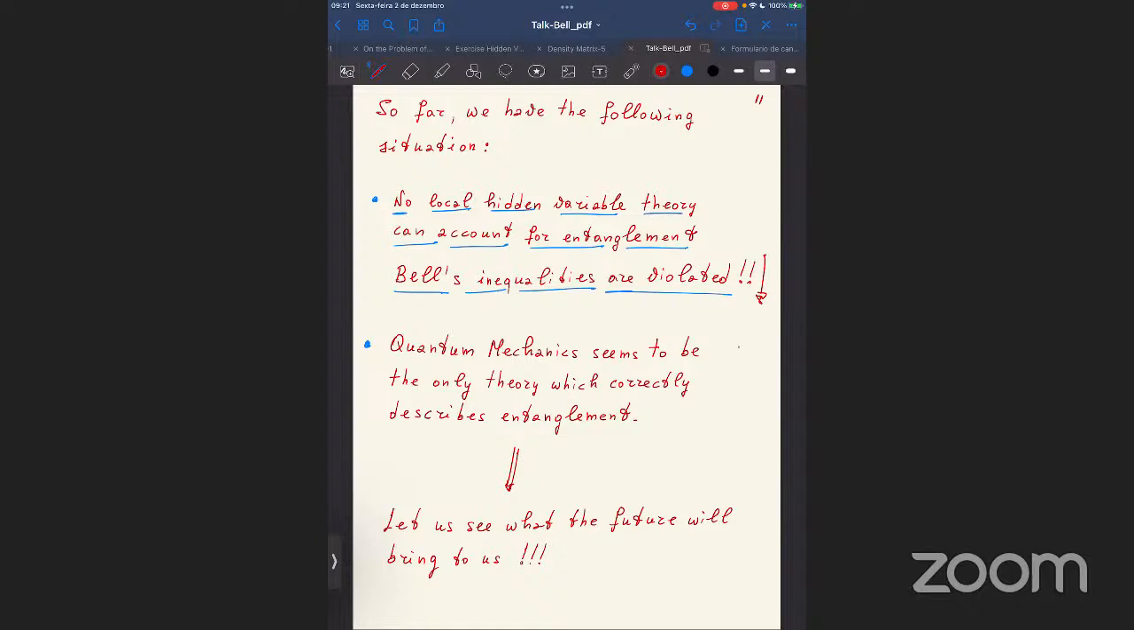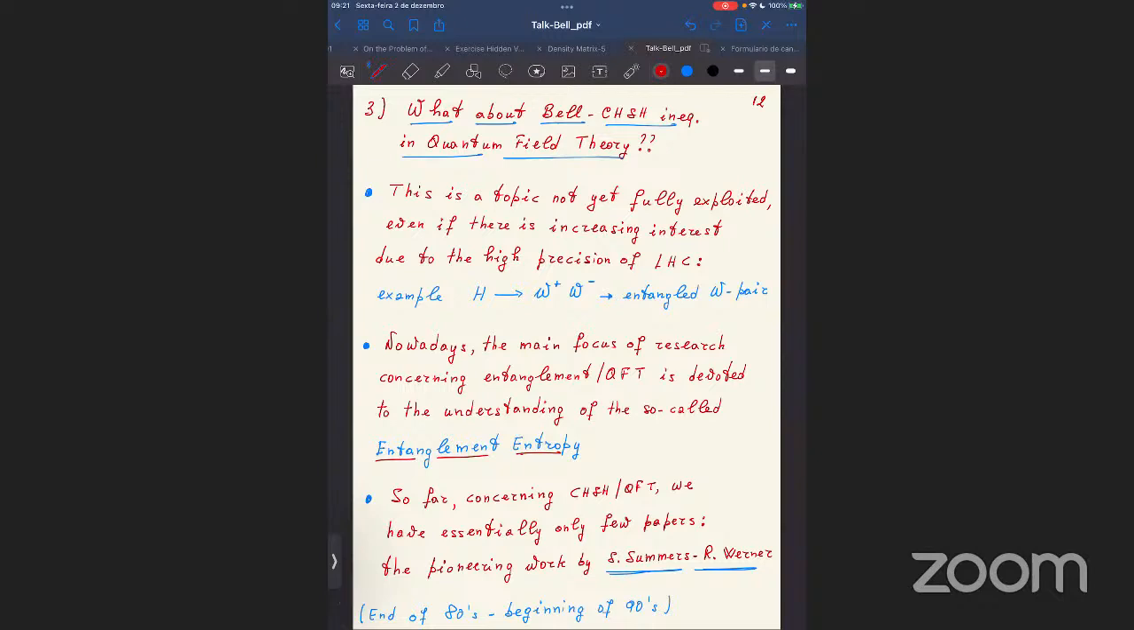Now, what about Bell's inequality in quantum field theory? This is another story. The study of Bell's inequality in quantum field theory is really at the beginning. And I could say that there is an increasing interest in it due to the next generation of experiments at the LHC. For example, there is great interest in processes like the decay of the X into an entangled pair of W bosons. Apparently this decay can be studied at the LHC with great precision. And it is believed that the LHC is the best machine in the world to study the violation of Bell's inequality.